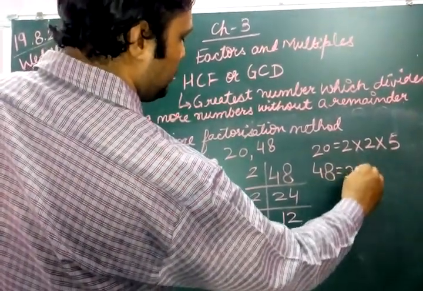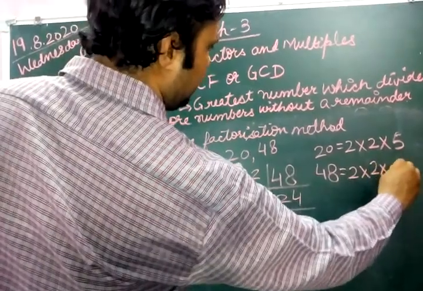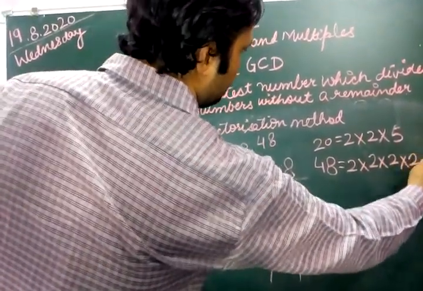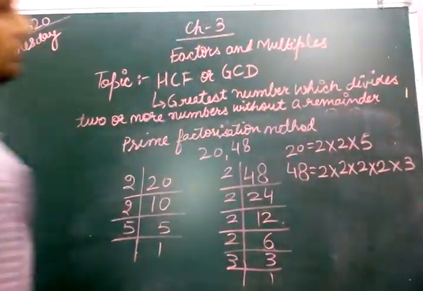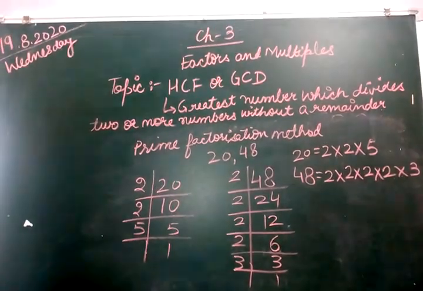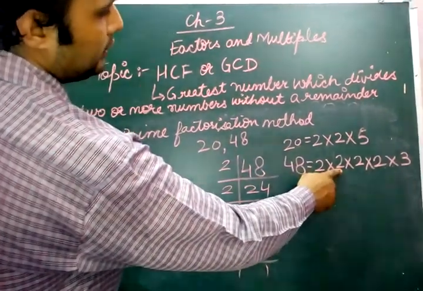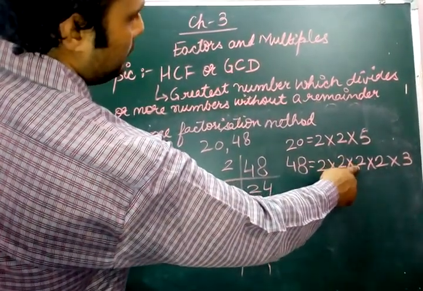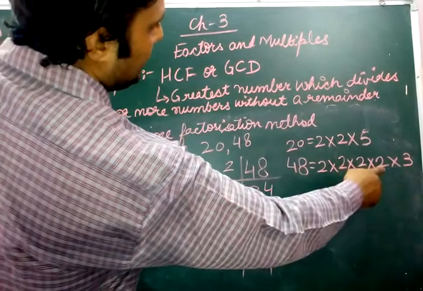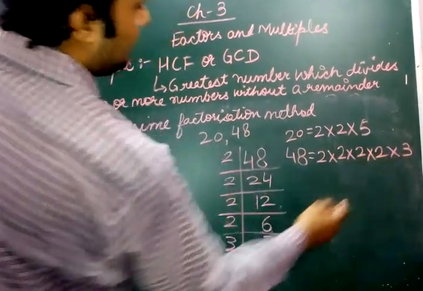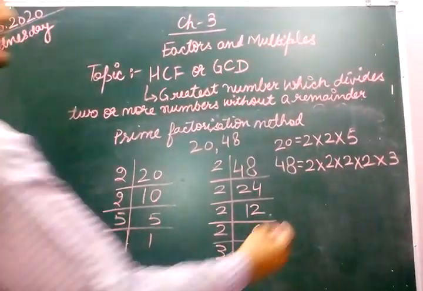48 is 2 multiply 2 multiply 2 multiply 2 multiply 3. If you cross check, 2 multiply 2 we get 4, 4 multiply by 2 we get 8, 8 multiply by 2 is 16, 16 multiply by 3 we get 48. So the answer is right.